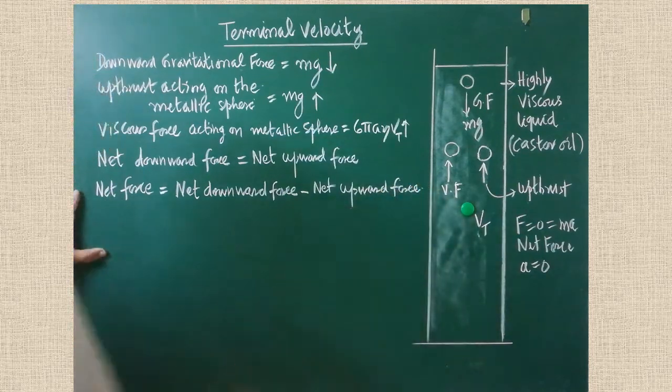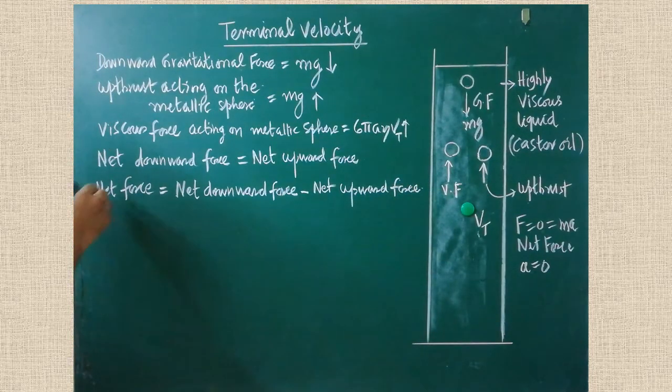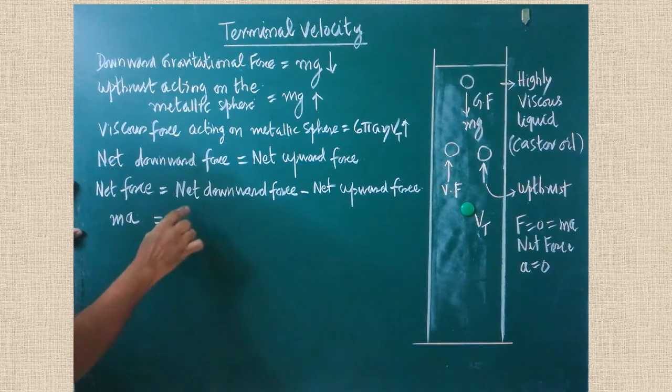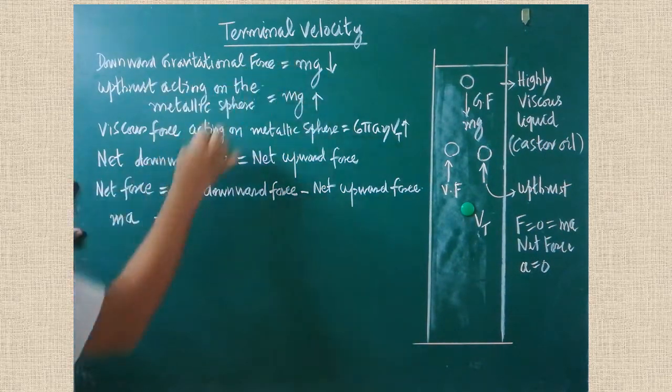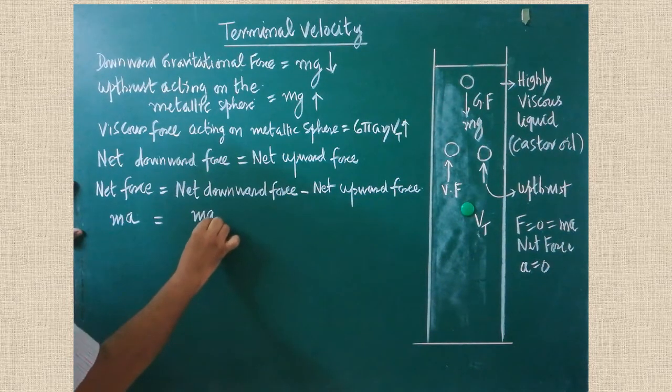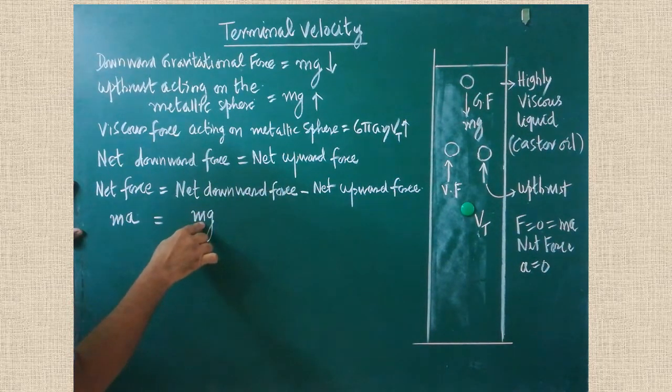We can write like this. Are you clear? How will you calculate the net force? From Newton's second law we can write m into a is the formula to calculate the net force. Understood? How will you calculate the net downward force? The only downward force is mg. So there you substitute mg. Net downward gravitational force is mg.